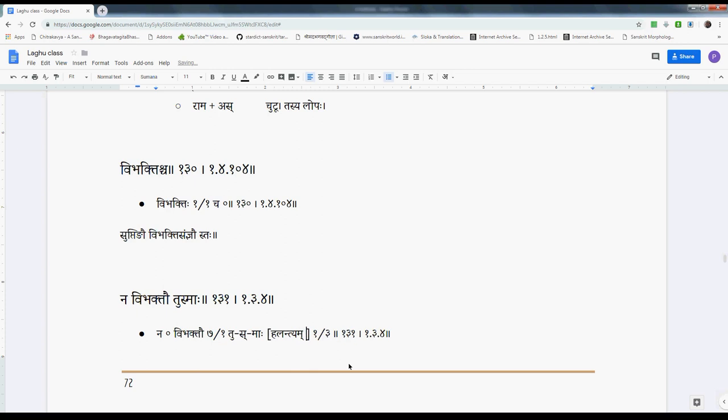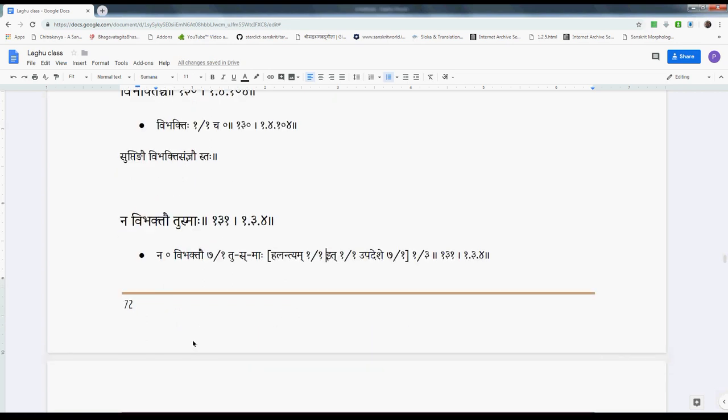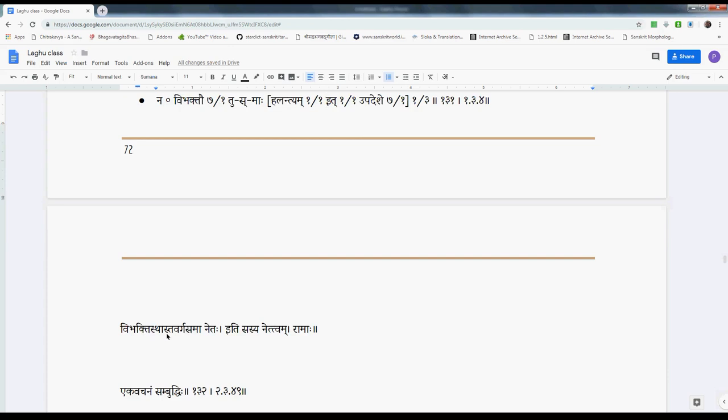Okay, Halantyam what? Halantyam It. Upadeshe, all that is there. All that continues: upadeshe itna bhavati. Vibhaktau tusmaha itna bhavati, or na bhavanti. However, halantyam is antya hal. So he says, vibhakti sthaha tavarga sakara makara. So tavarga samaha na itaha.